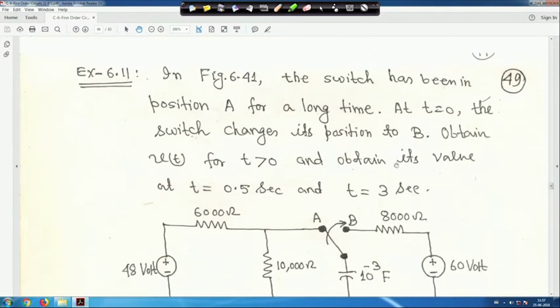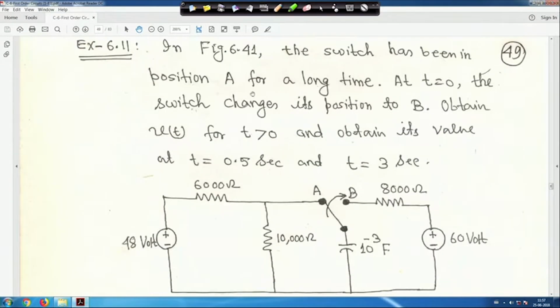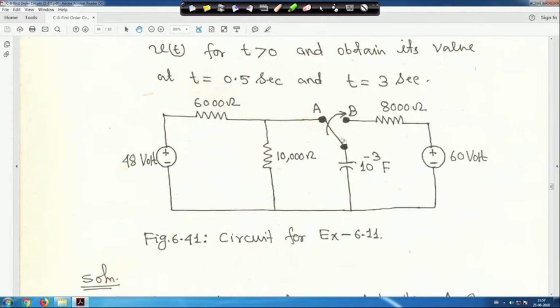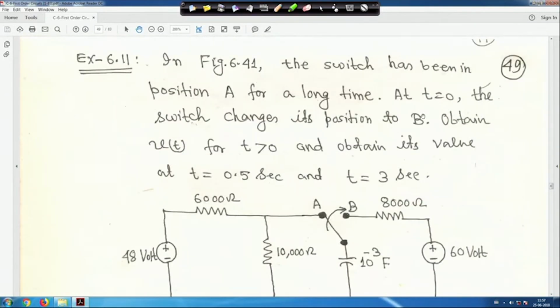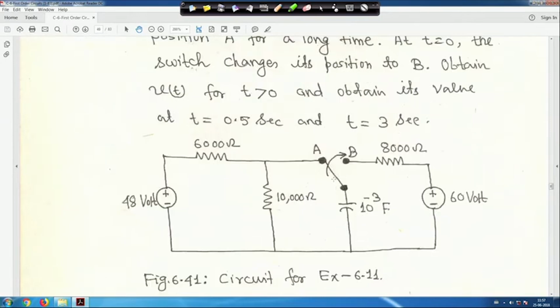In figure 41, the switch has been in position A for a long time. At time t is equal to 0, the switch changes its position from A to B. Obtain Vt for t greater than 0, and obtain its value at t is equal to 0.5 second and t is equal to 3 seconds. Now this switch was in position A for a long time.